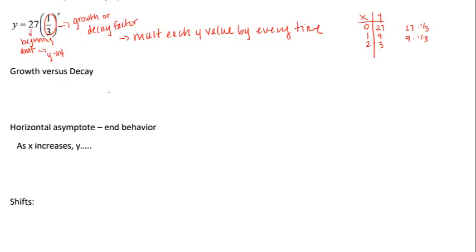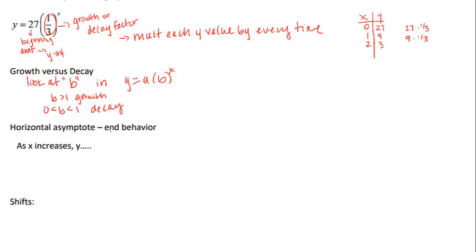Now, how do you know if it's growth or decay? You always want to look at the b in your equation. Now, if that b is bigger than 1, it's growth. And if that b is between 0 and 1, it is decay.